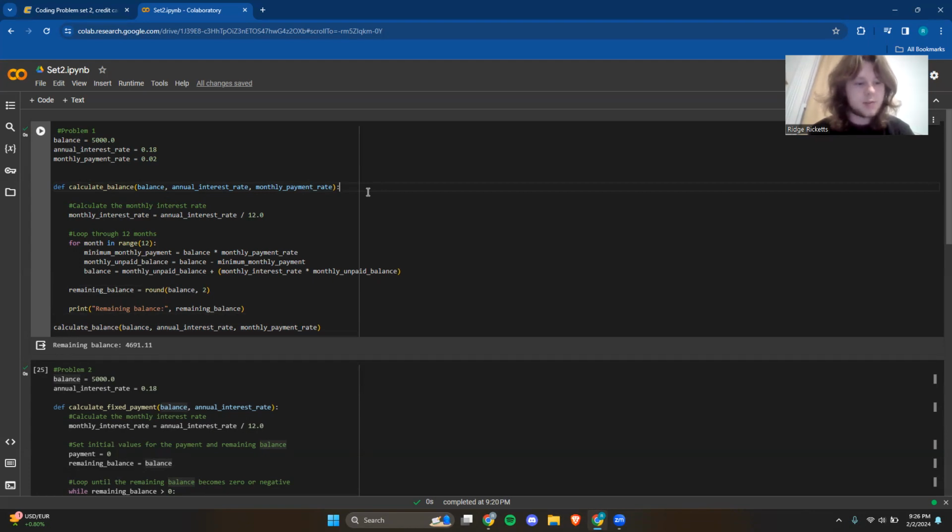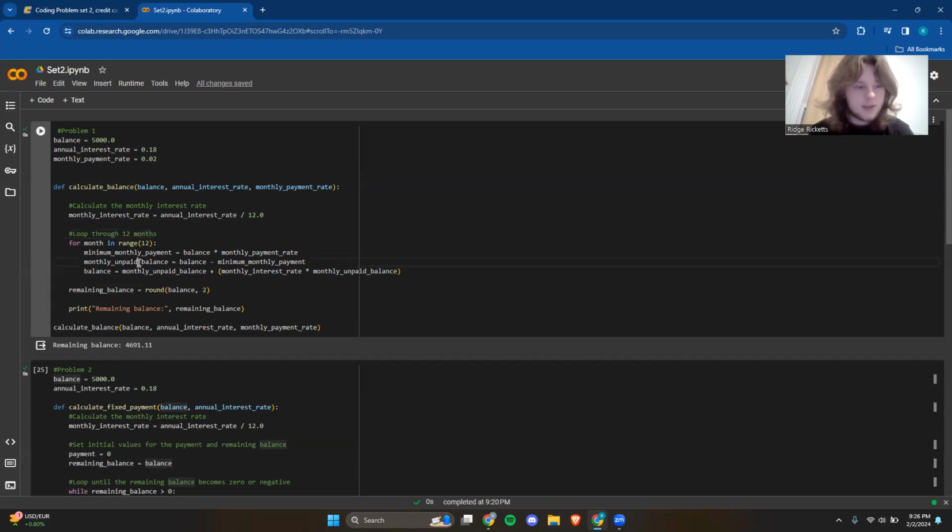And it takes three parameters: balance, annual interest rate, and monthly payment rate. So we divide the annual interest rate by 12, for 1 year. And then I used a for loop to go through all of it. It will iterate through the entire 12 months to simulate 1 year. And it calculates the minimum monthly payment by multiplying the current balance by the given minimum monthly payment rate.